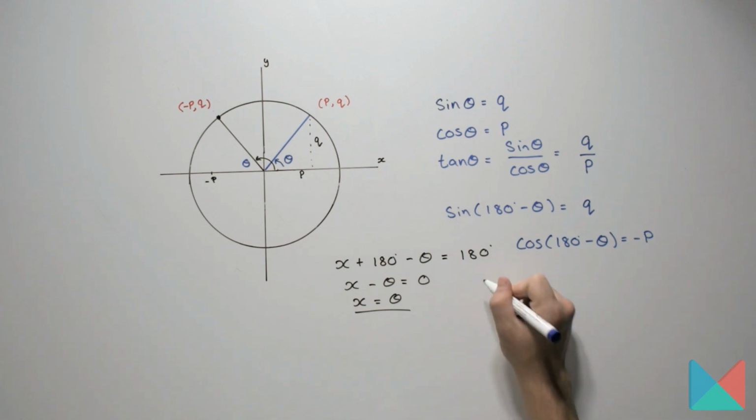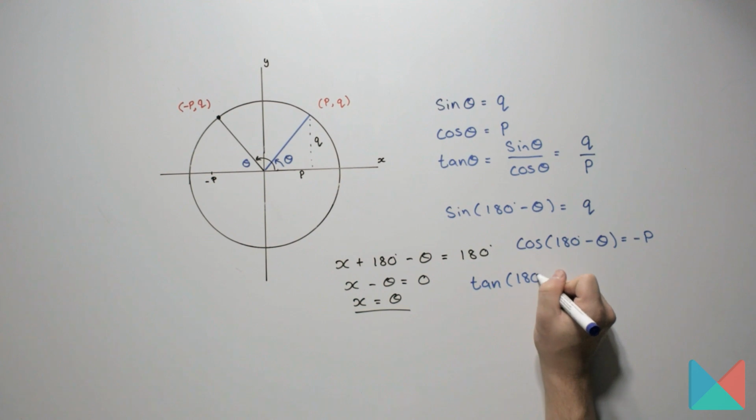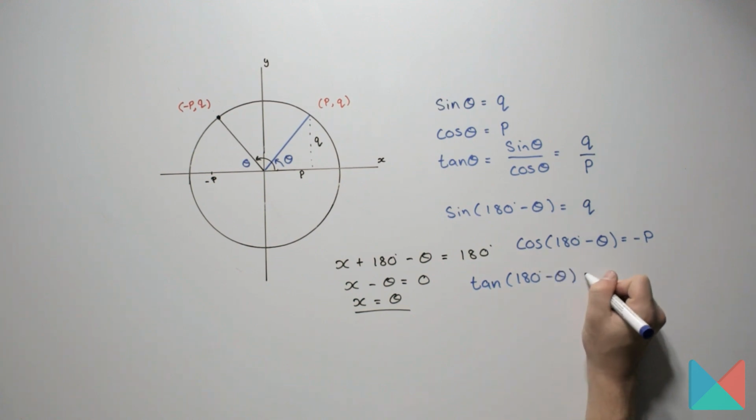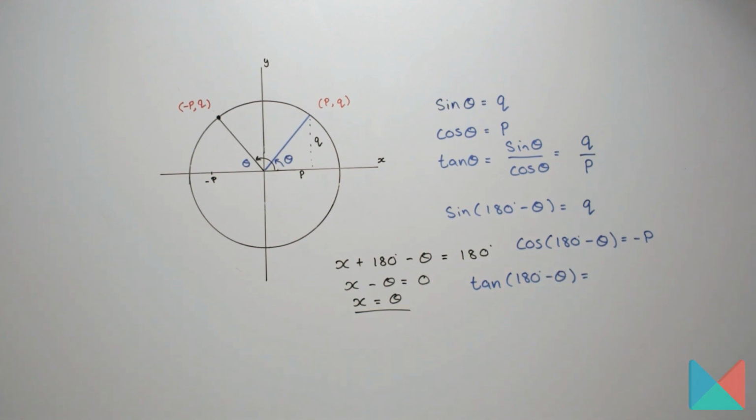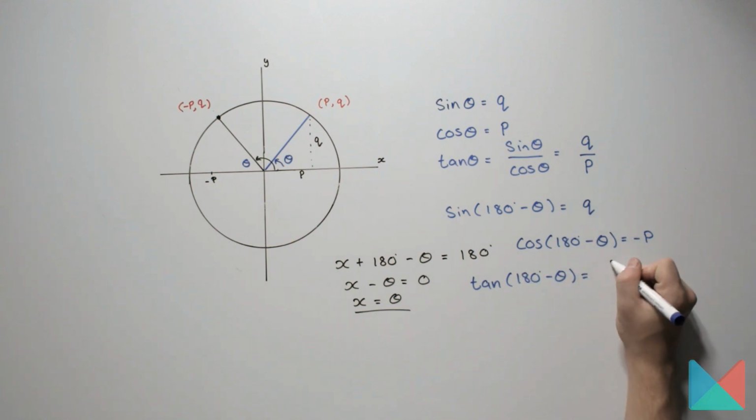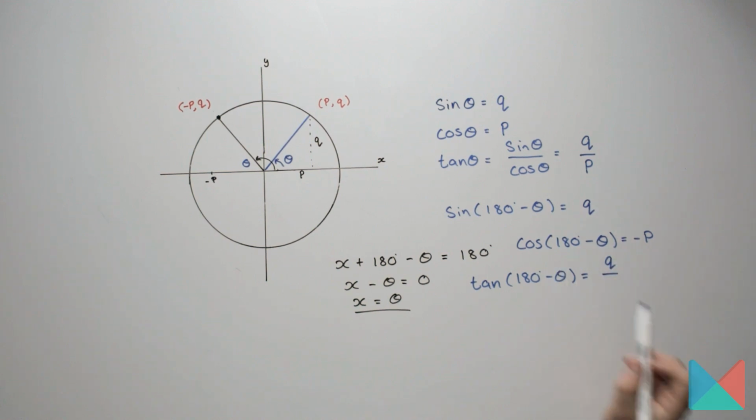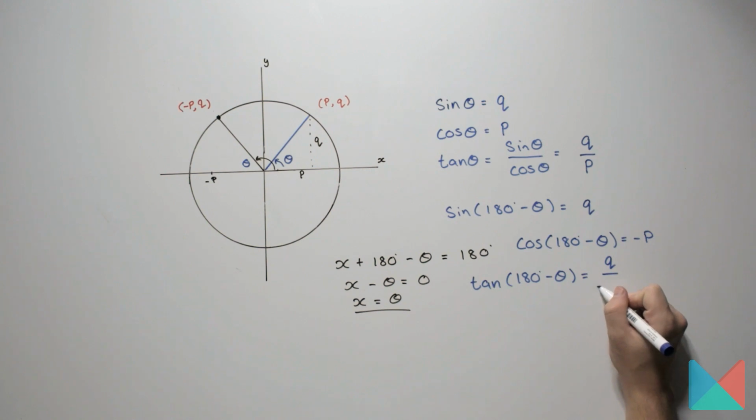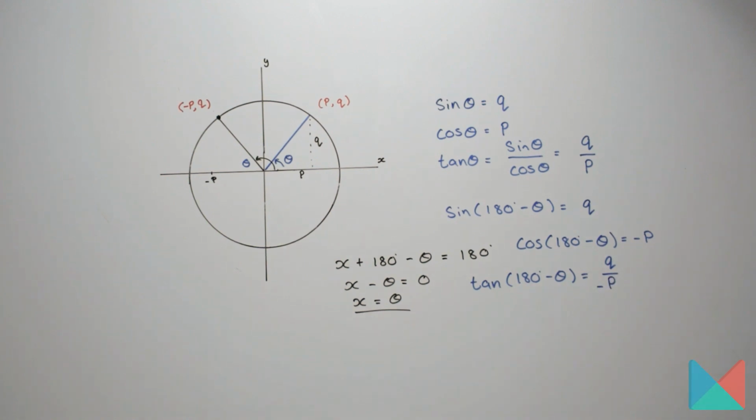And finally, tan of 180 degrees take theta is going to equal sine of 180 degrees take theta divided by cosine of 180 degrees take theta. Well, sine is just going to be q, and cosine of 180 degrees take theta is going to be what we found as negative p. So negative q over p will be our value for tan of 180 degrees take theta.